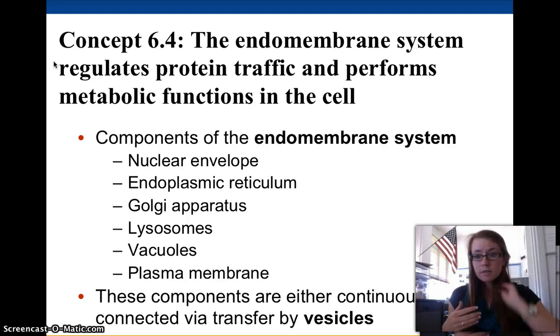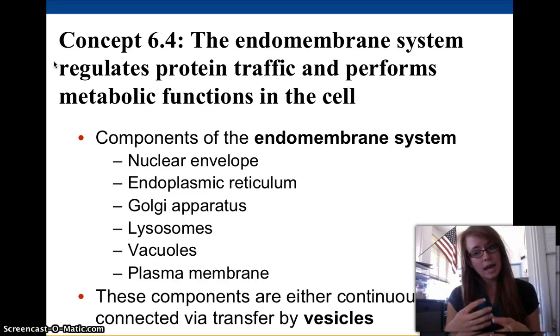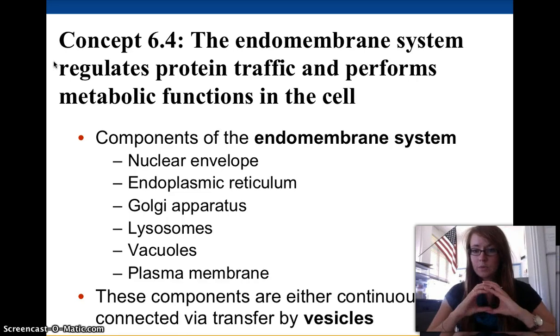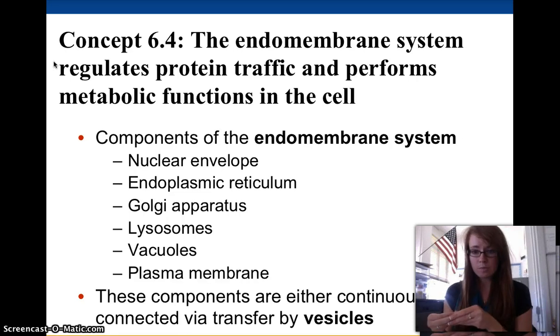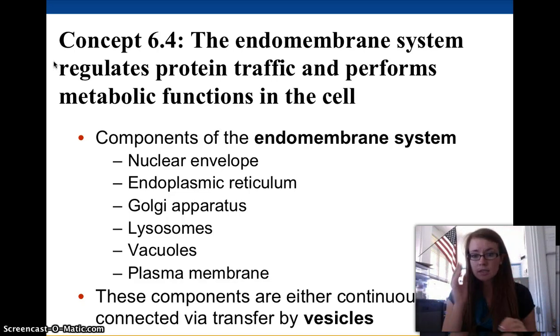So they're all connected to each other, either by actually being connected, or by these little things called vesicles. Vesicles are little tiny membranes that store things inside of them. They'll pinch off from one part of the membrane, travel to another, and open up into the new part of the membrane. So that's really important to know also.